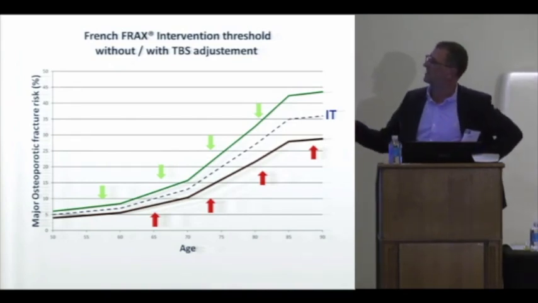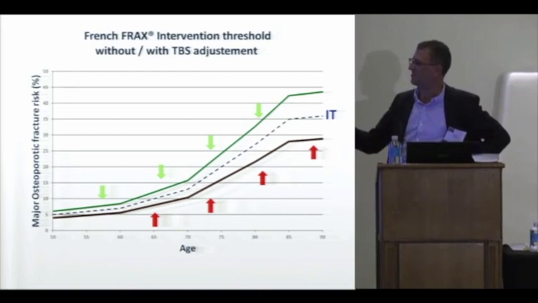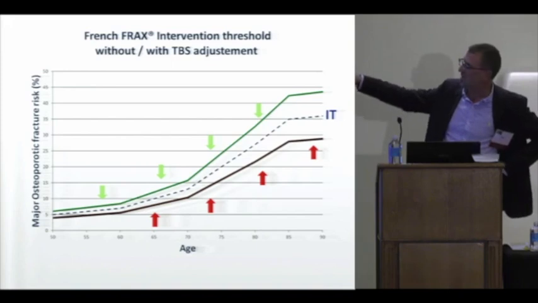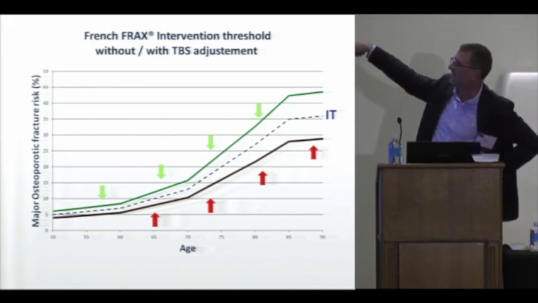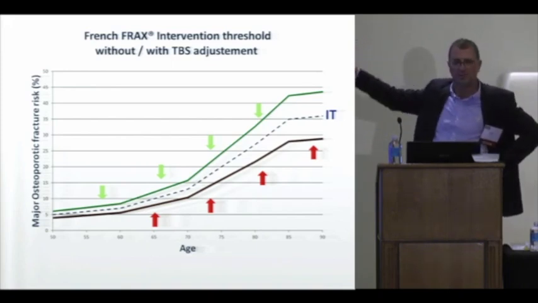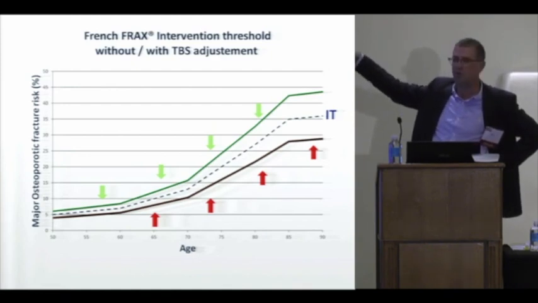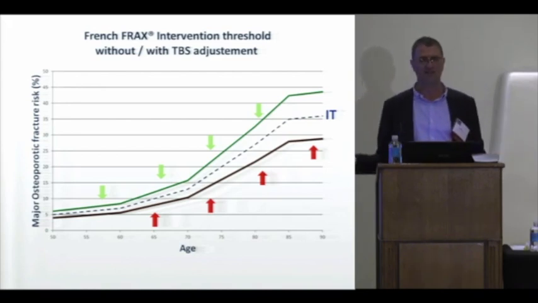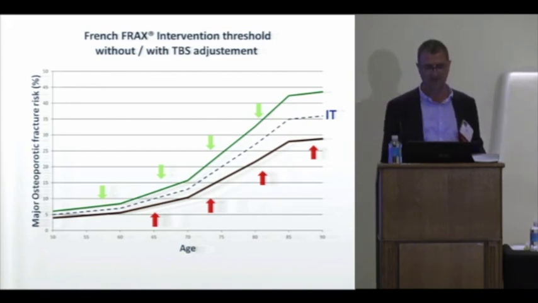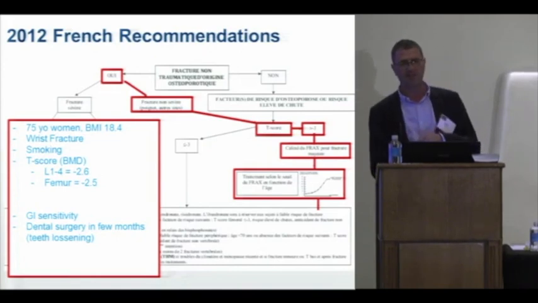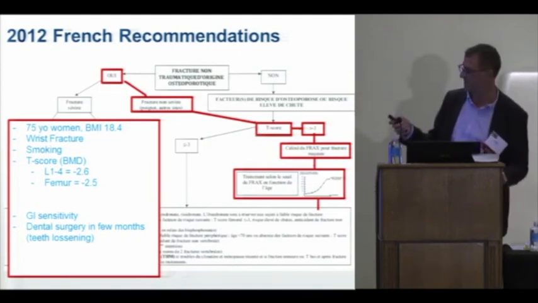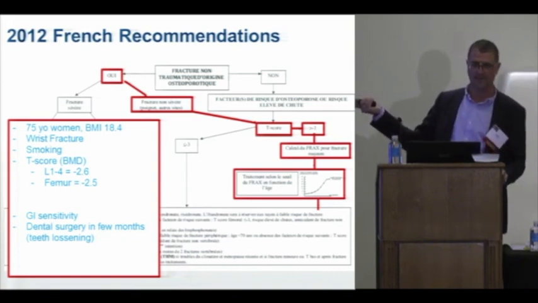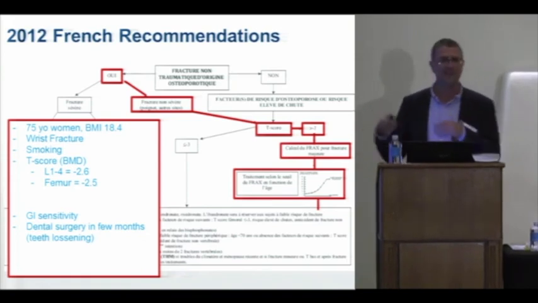That means if you consider here the French FRAX intervention threshold, where you have a threshold line for intervention, potentially all the patients around that line could move from above the line to below the line, or from below the line to above the line, depending on the value of TBS. So truly, TBS is a FRAX modifier. So if I give you an example with a French recommendation, so this time it's not German, it's not 999, it's oui, non, non, non. So it's trying to be educative.